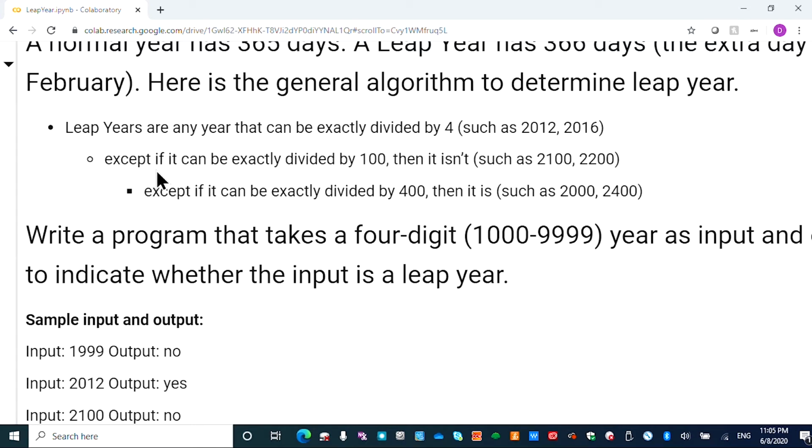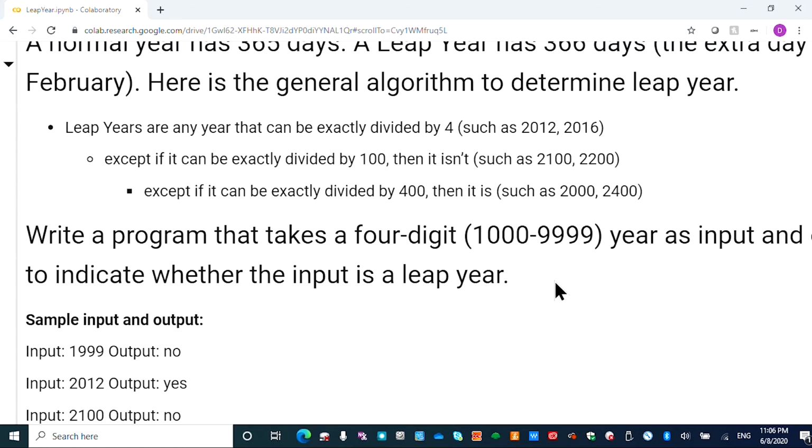Except if it can be exactly divided by 100, then it isn't a leap year. So 2100, for example, is divided by 100, and 2200 is divided by 100, so they're not leap years. But there's an exception: if it can be exactly divided by 400, then it goes back to being a leap year. For example, 2000 and 2400 are leap years.